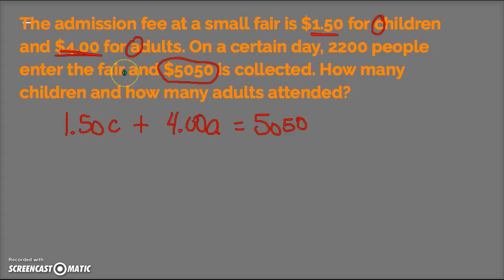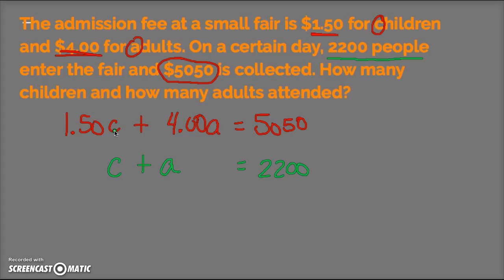Okay, then the only other piece of information they gave us was how many people entered the fair. There were 2,200 people enter the fair total. Now, some were adults, some were kids, we don't know. That's the whole goal of the problem. So all we can put for this one is children plus adults would have to equal 2,200. And there's our system.